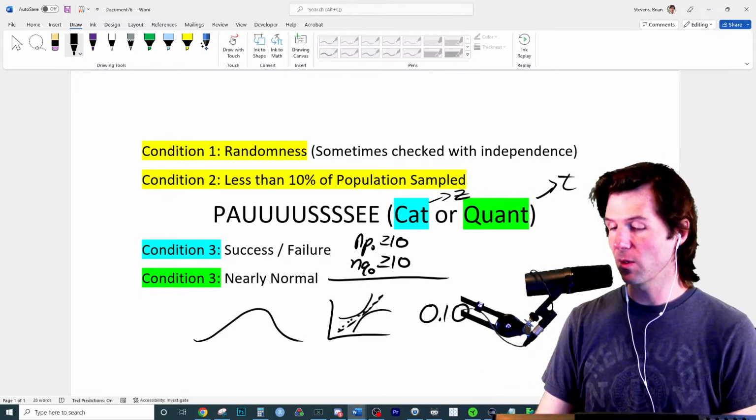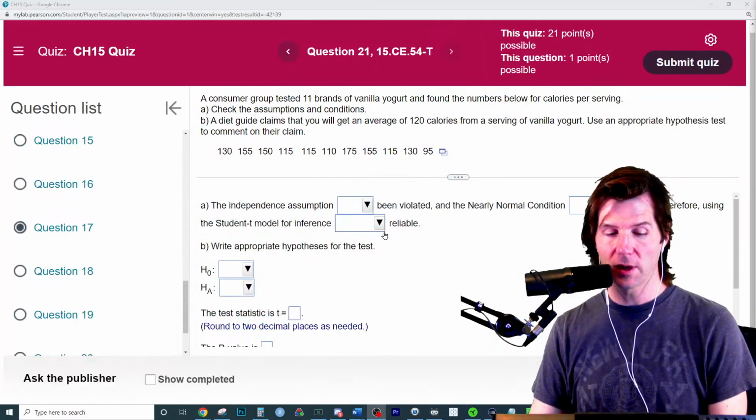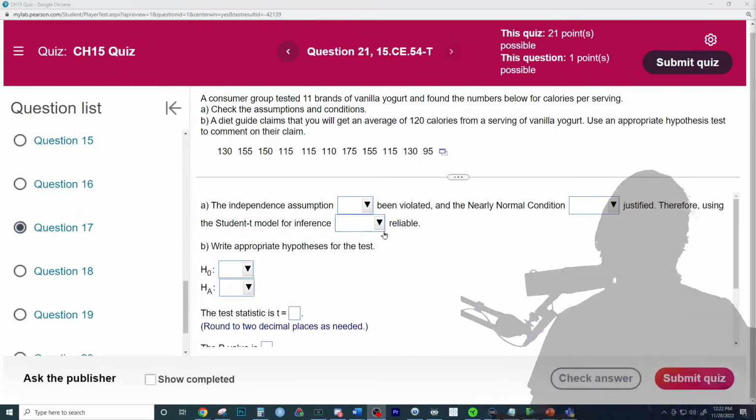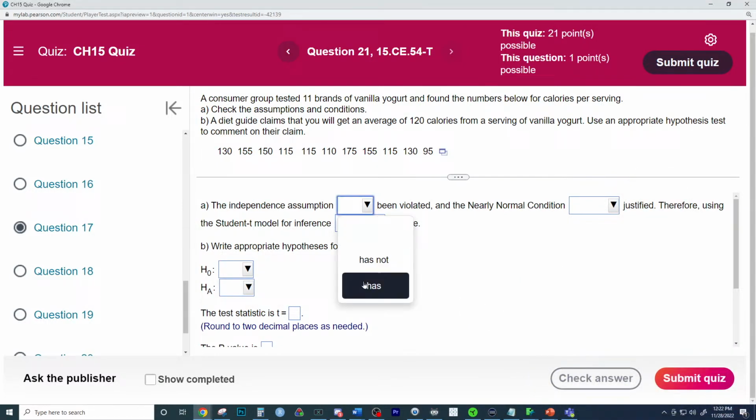So these are the conditions, and they're going over them here to start the question. The independence assumption, I would say, has not been violated, which would mean we have a problem. They collected 11 brands of yogurt and found the numbers below for calories per serving. I don't see a reason it's been violated. The nearly normal condition is plausible, and let's take a look.